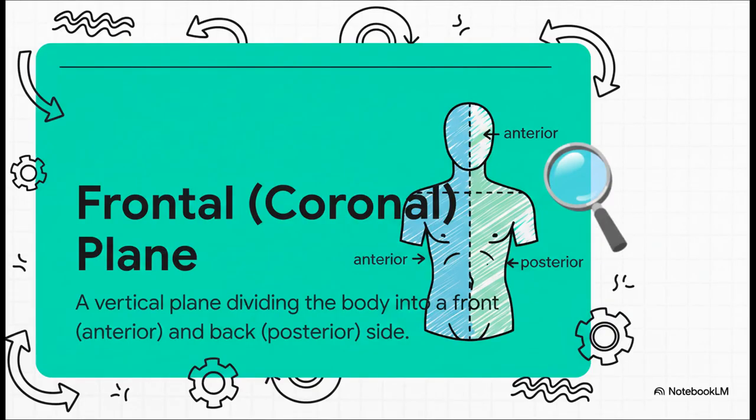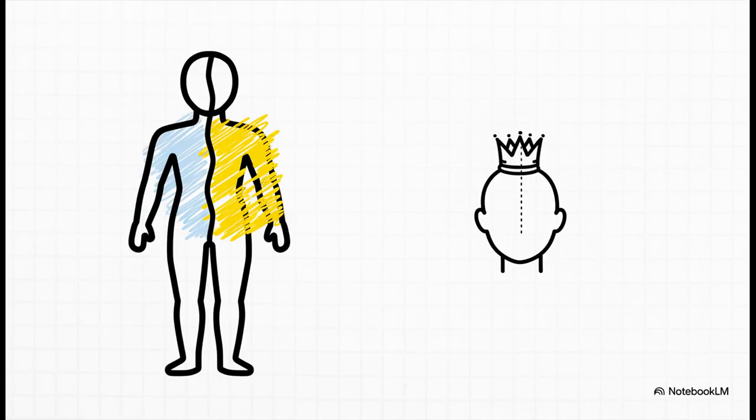And finally, the F in our SOFT mnemonic, the frontal plane. This is our other vertical plane. But unlike the sagittal one that divides left and right, this one divides the body into a front part, or anterior, and a back part, or posterior. And the memory aid here couldn't be simpler. A frontal plane literally leaves you with a front section. It's right there in the name. You might also hear it called a coronal plane, which makes sense if you think of a crown or a corona that sits on your head, separating the front from the back.